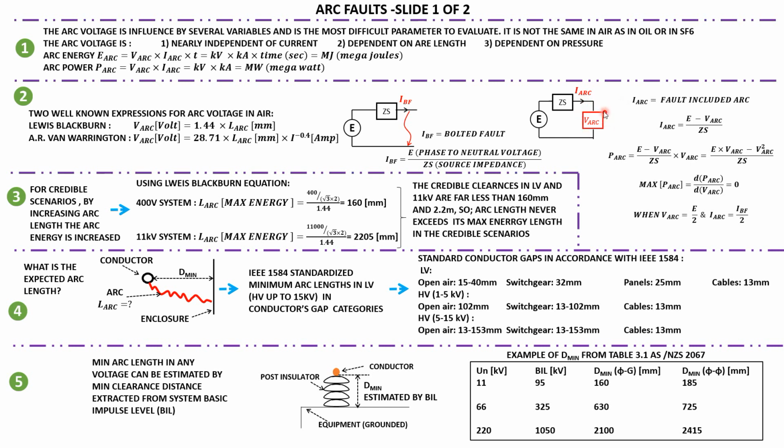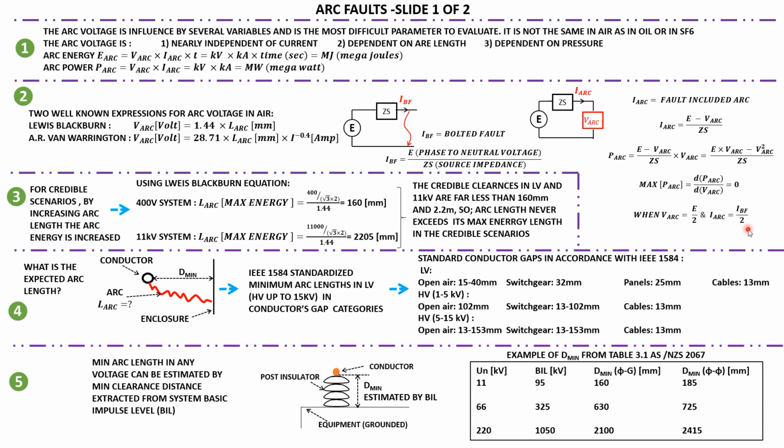And the energy of the arc is basically the arc current multiplied by arc voltage multiplied by time. So in this case, the arc current is basically the source voltage minus the arc voltage, divided by the source impedance. And the arc energy is the arc current multiplied by arc voltage. And we get this equation. In this equation, if we set the derivative equal to 0, then we have the value of arc voltage equal to half of the source voltage when the arc energy is at maximum.